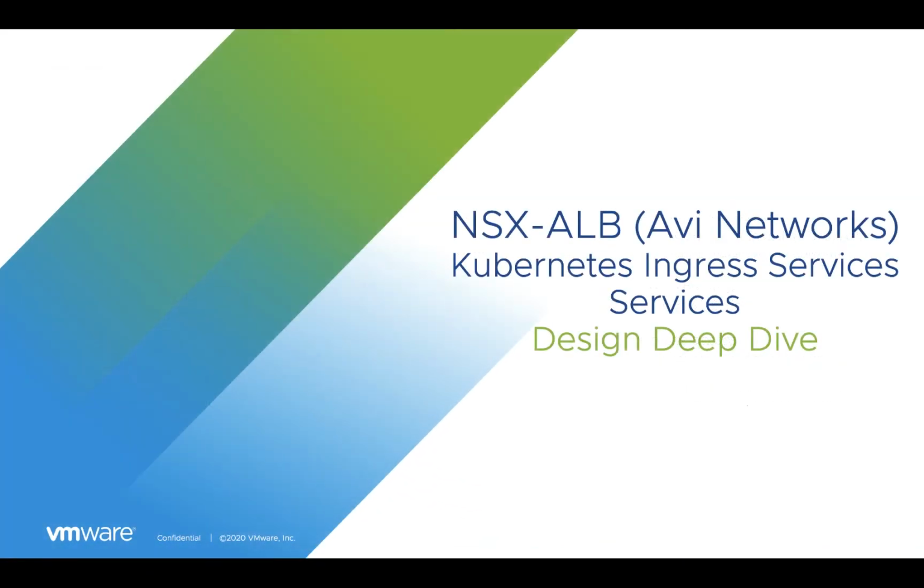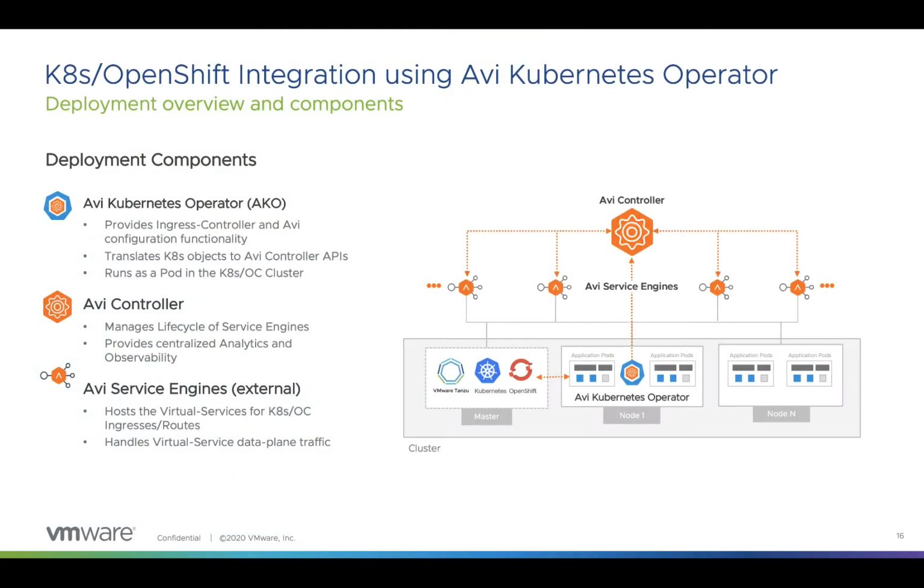Let's take a look at the technical details of the solution now. We'll start with the local load balancing. The local load balancing has three components: the Avi controller, which is the brains of the solution; the Avi service engines, which provide the load balancing; and the Avi Kubernetes Operator, which runs as a stateless pod on your Kubernetes cluster and translates all the ingress and load balancer services to Avi virtual services.